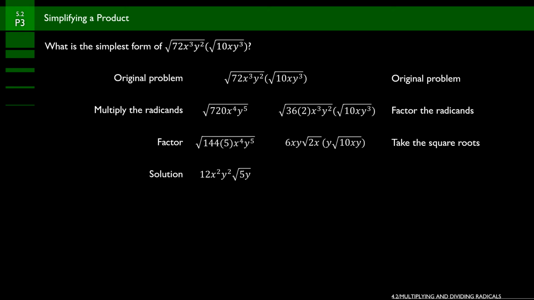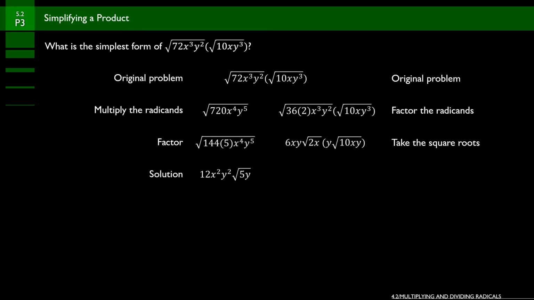So go back to your index. You've got a 2. How many times does 2 go into x cubed? It goes once with 1 left over. So we pull an x out, leave 1 x in. 2 goes into y squared once, so pull a y out. You don't have anything left over with the y.